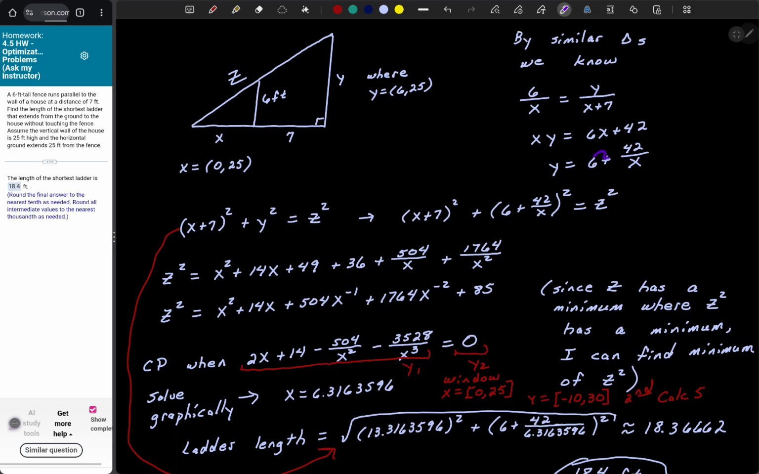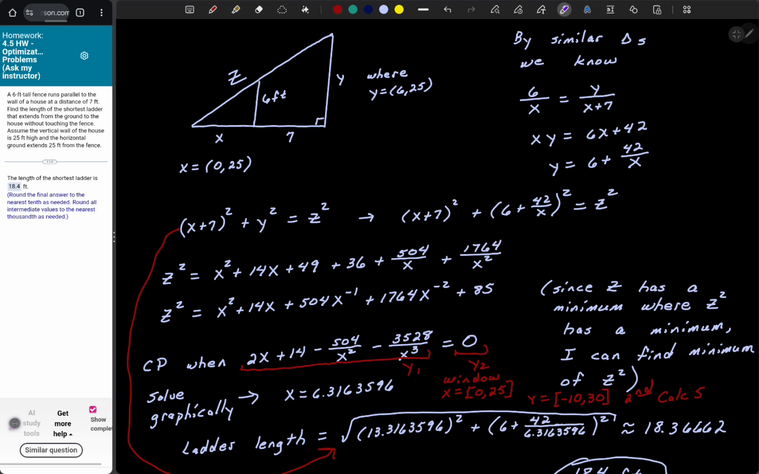Now that enables me to take this expression in terms of x and place it into my Pythagorean identity in the place of y squared. So I get (6 + 42/x) squared replacing y squared. So I can say that the length I'm looking for, squared, is just (x + 7) squared plus this group, (6 + 42/x) squared. I needed to simplify that expression out.